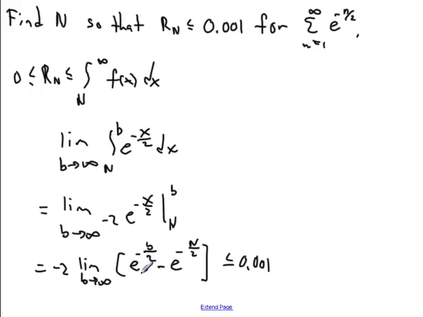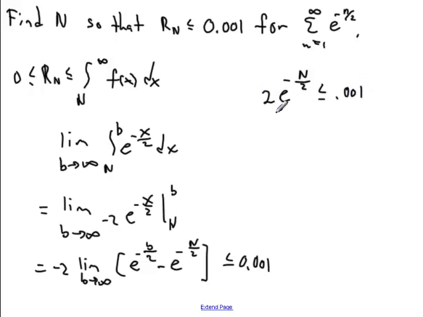Now, when we compute this, as b goes to infinity, this is going to go to 0, and here we're going to get minus 2 times minus, which is positive 2e to the minus n over 2. So we need to solve 2e to the minus n over 2 less than or equal to 0.001.